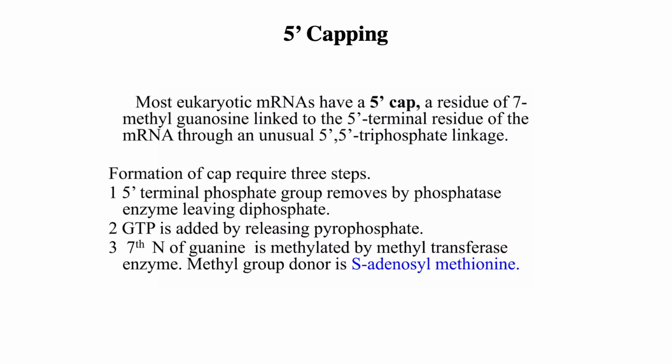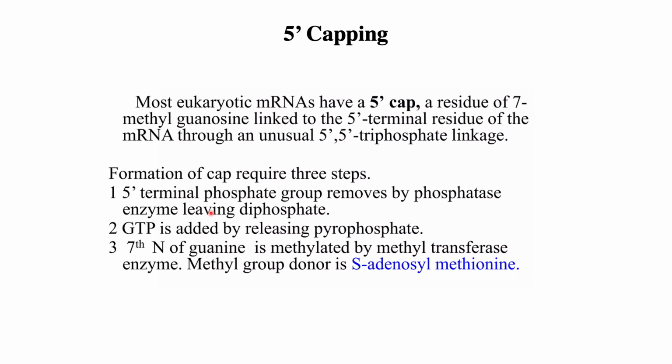Another crucial step is 5' capping. Most eukaryotic mRNAs have a 5' cap. So what is this 5' cap? It is a residue of 7-methyl guanosine, that is methylated G nucleotide, linked to the 5' terminal residue of the transcript. The methyl group is attached to the guanosine by a triphosphate linkage bond.